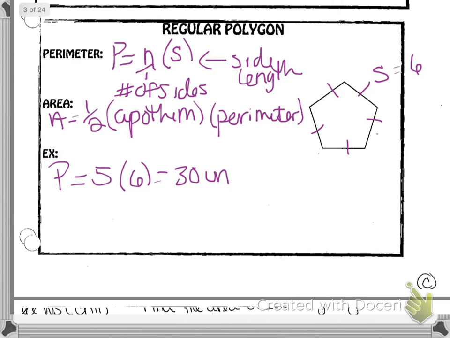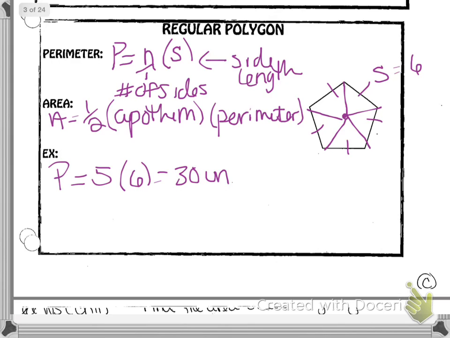So when I say apothem, if you think about your polygon as having a center like a circle would, we can create a triangle, and you can actually draw in 5 different triangles in a 5-sided figure. So if we found the area of each triangle and multiplied it by 5, we would also get the area.